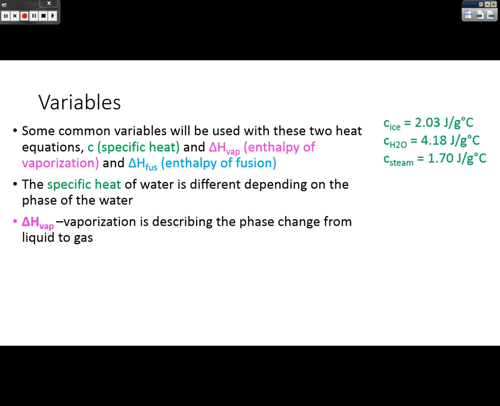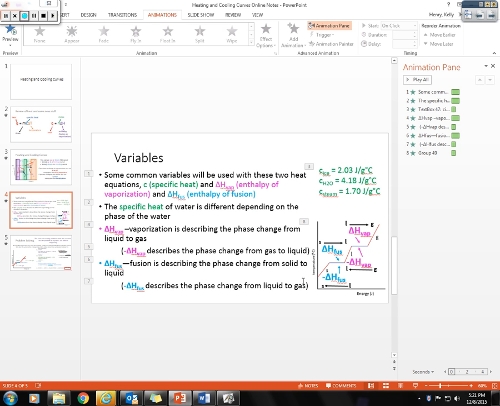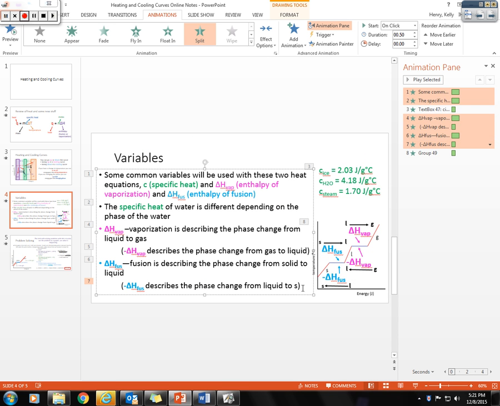Delta H of vaporization is describing the phase change from a liquid to a gas, whereas negative delta H of vaporization describes the phase change from gas to liquid. So liquid to gas is boiling, vaporization. Gas to liquid, condensing, is negative delta H of vaporization. And then you also have delta H of fusion, which is describing the phase change from solid to liquid. And I know that kind of sounds backwards. Fusion, you think of fusing things together, but it actually is solid to liquid. Negative fusion describes going from liquid back to a solid. Sorry, that should be liquid to solid.